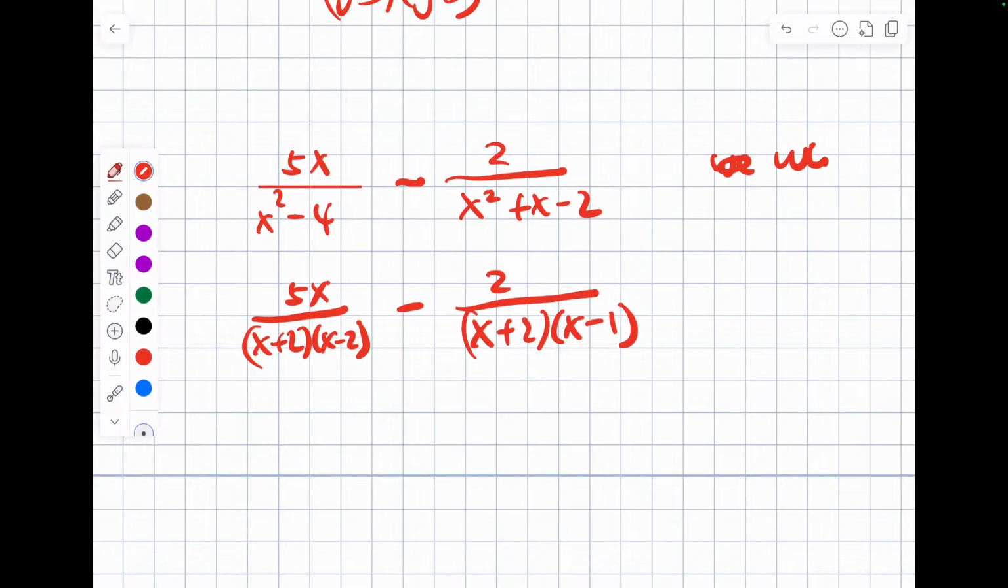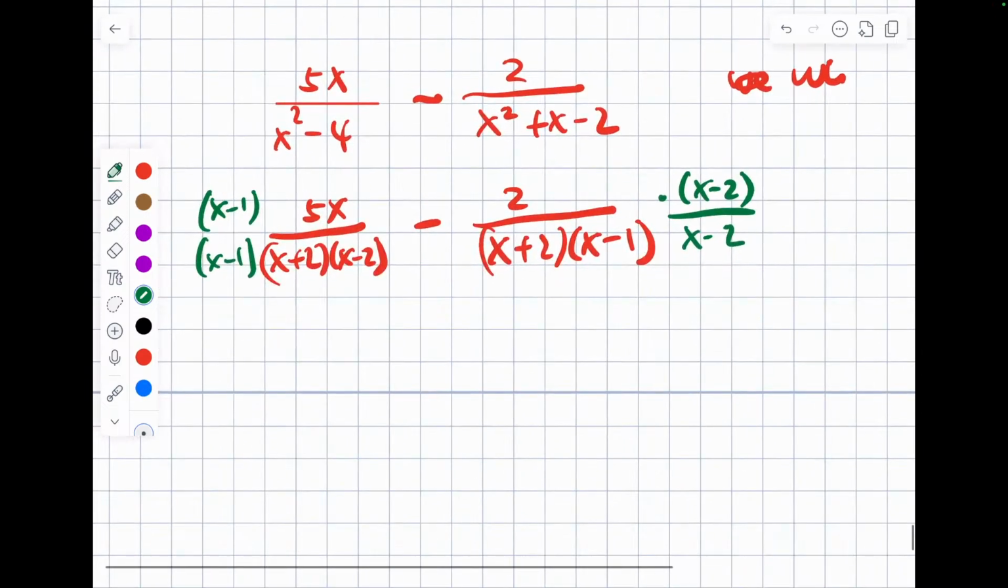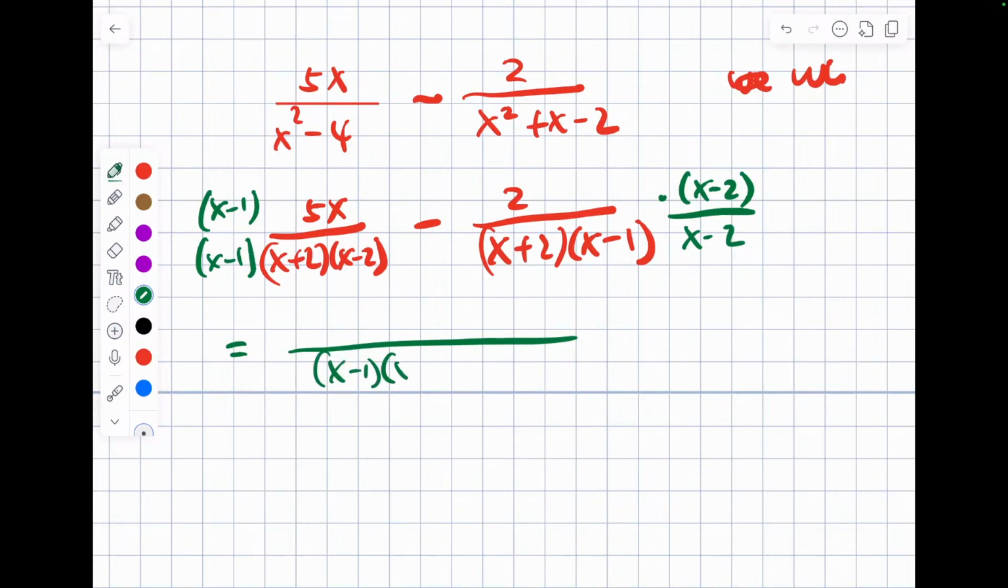Okay. Now once I factor it, I can decide. They both have x plus 2. But the left side doesn't have an x minus 1, right? So I can multiply this by x minus 1 over x minus 1. On the right side, what is missing? Plus x minus 2, x minus 2 over x minus 2. Again, do not oversimplify, but the bottom is going to be x minus 1, x plus 2, x minus 2.